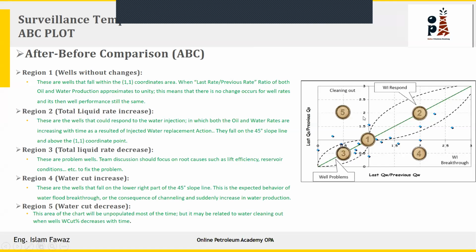For region number 5, which is unpopulated most of the time, but maybe related to cleaning out. When some well's water cut decreases with time after we perform a workover for the well, we find the well starting with a higher water cut, and then the water cut will decrease with time, which means the well is cleaning itself. So this is a template for the surveillance ABC plot, and we will perform it at field level, and it's very easy to conduct in software like OFM.